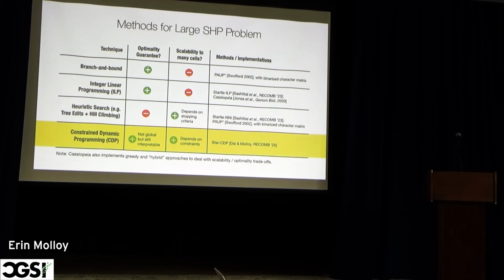And then what I want to talk to you about today is this technique called constrained dynamic programming. And here, the idea is that you're going to define some constraints that are going to restrict what the cell lineage tree can look like. And this is going to give you a limited but interpretable optimality guarantee. So you're not guaranteed to find a global solution, but you'll have at least some guarantee. And how scalable it is is going to depend on how many constraints you have. And so basically this allows you to balance the trade-off between finding an optimal solution and being fast.